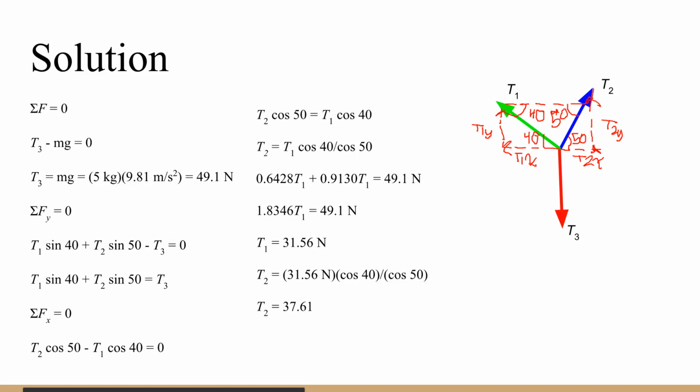So I'm going to solve. I'm going to add T1 cosine of 40 to both sides. We get T2 cosine of 50 equals T1 cosine of 40. So I'm going to solve for T2 by dividing both sides by cosine of 50. So we get T2 equals T1 cosine of 40 divided by cosine of 50.